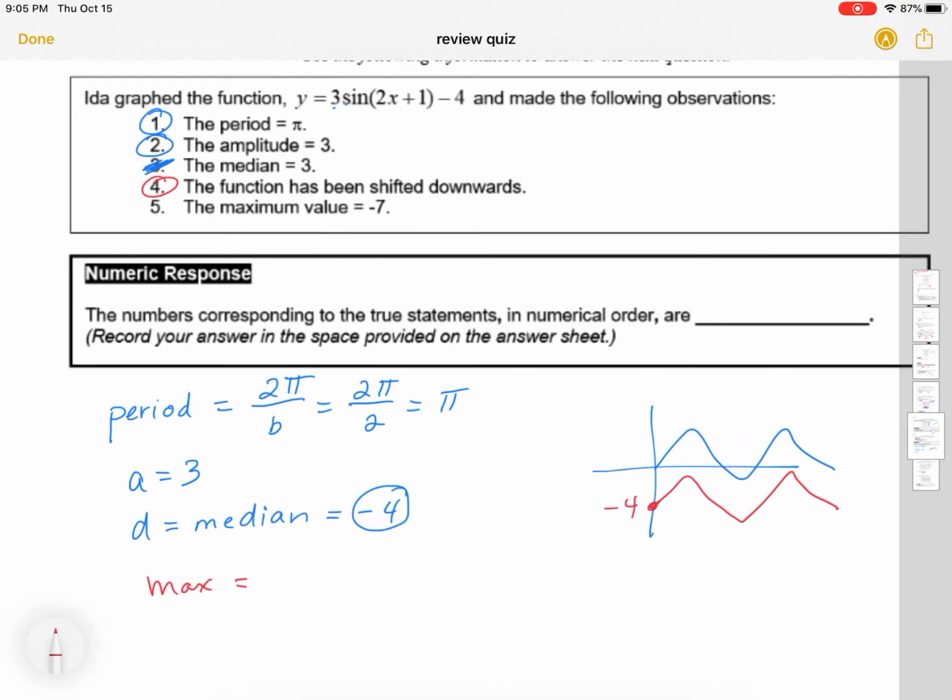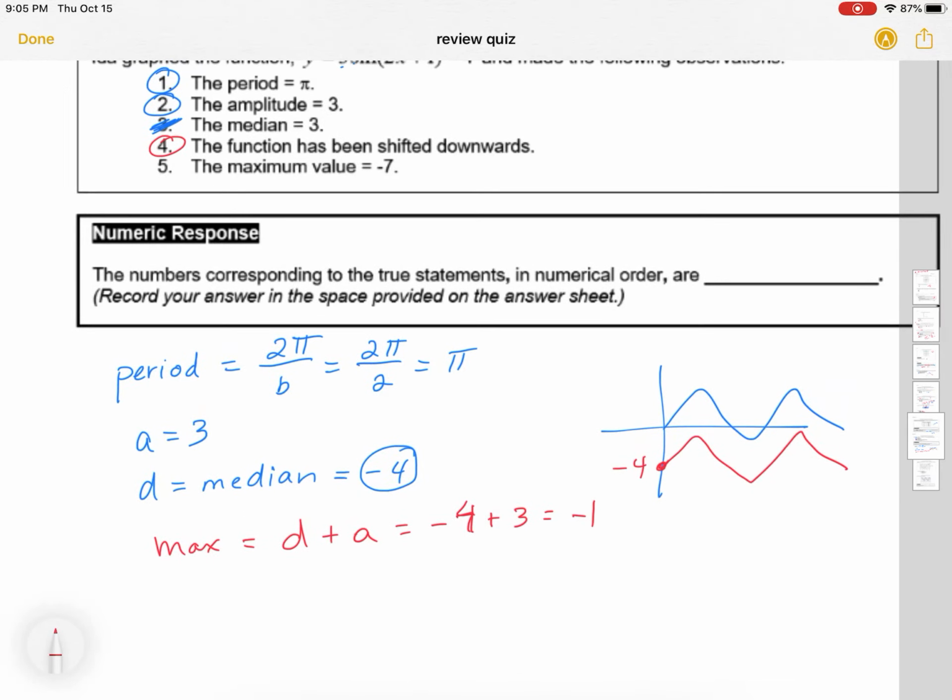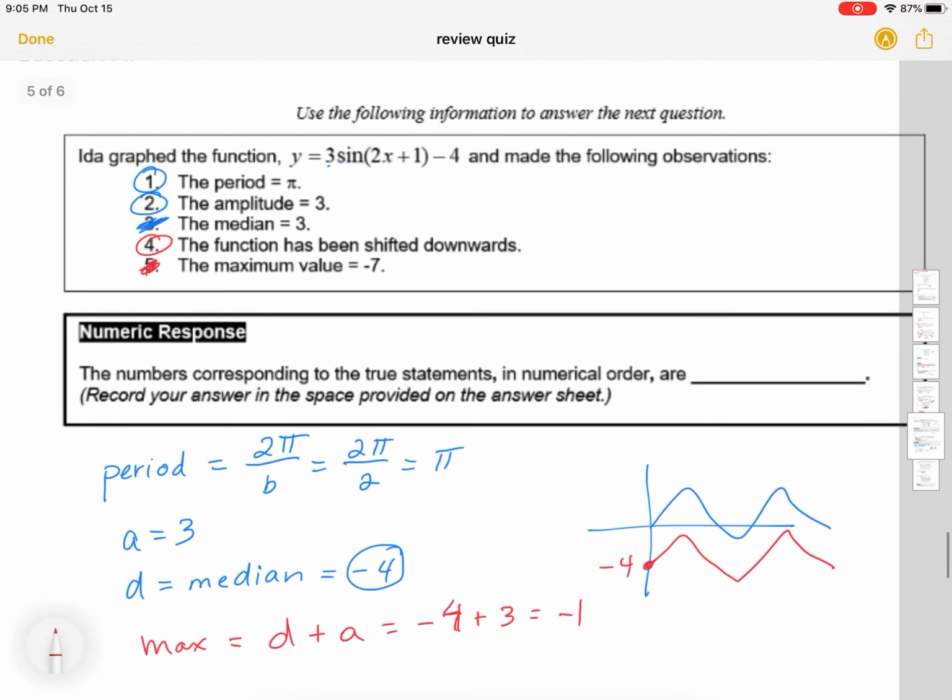And the maximum value is -7. Well, max is equal to -7 plus the amplitude, right? So, sorry. I'll write this out in formula way first. It should be D plus A, so -4 plus A. Sorry, I was over extrapolating. So the max is actually -1. Okay? So that one is not true.